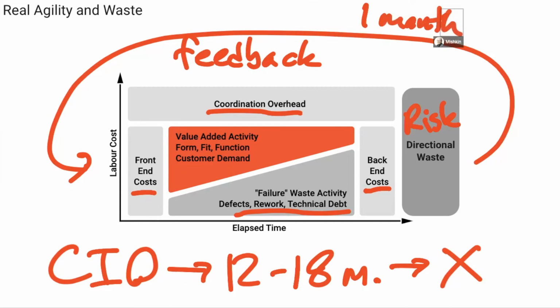In other words, shorten the feedback cycle so that if you do deliver something that isn't fit for purpose, that isn't what a customer actually demands or wants, then you get the chance to adjust and very quickly try again to deliver what is actually valuable.